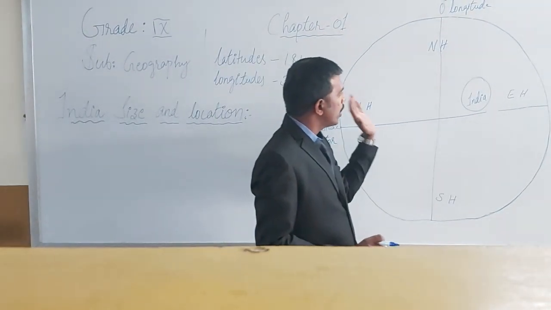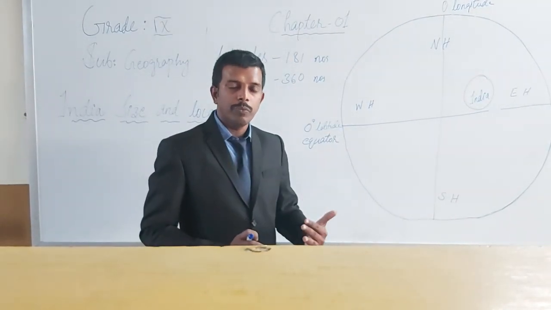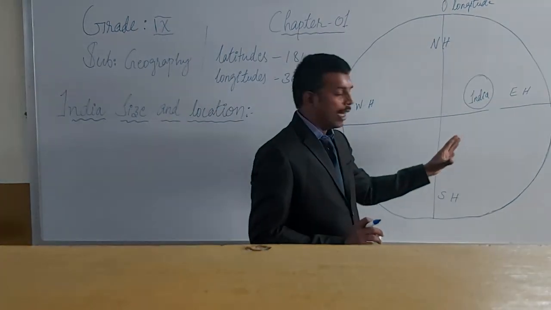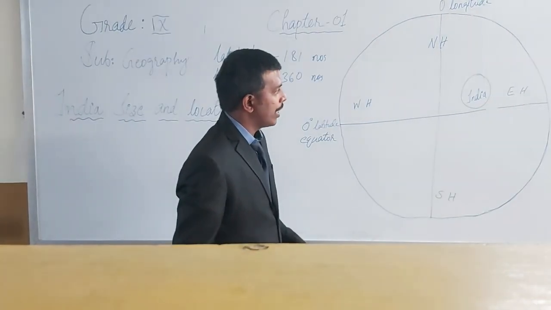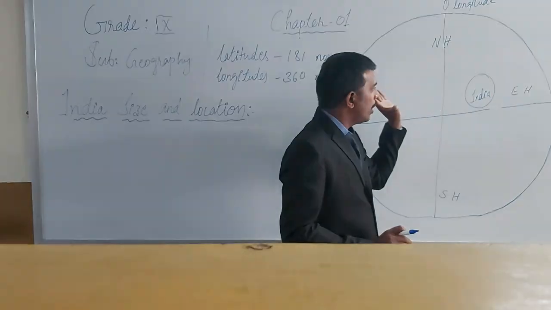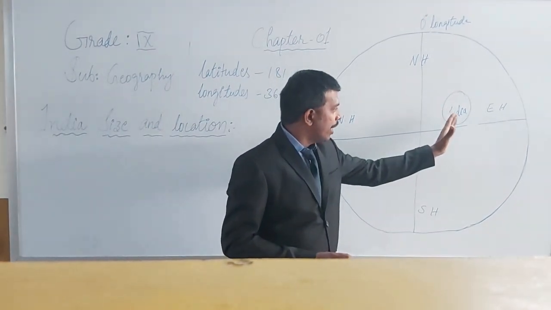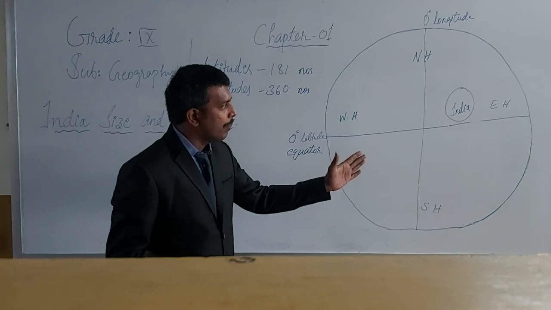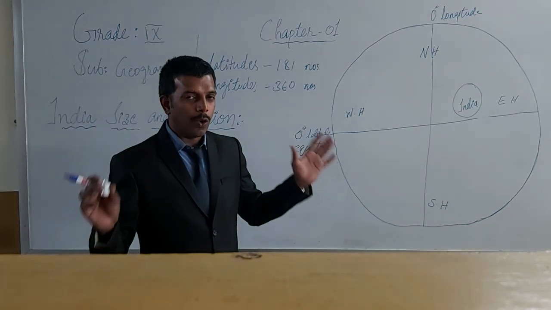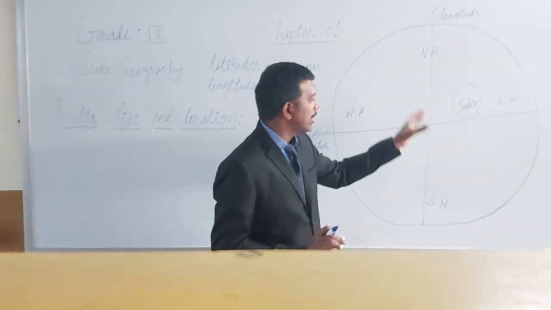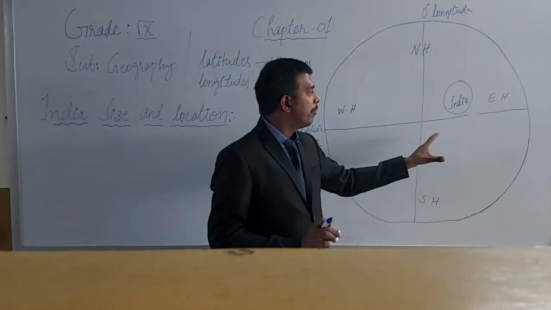And when we look into the east-west direction, once again we can say that our motherland, the Indian subcontinent, is entirely located in the eastern half of the northern hemisphere. I hope all of you understood well. The location of India: it is entirely located in the eastern half of the northern hemisphere in the world map.